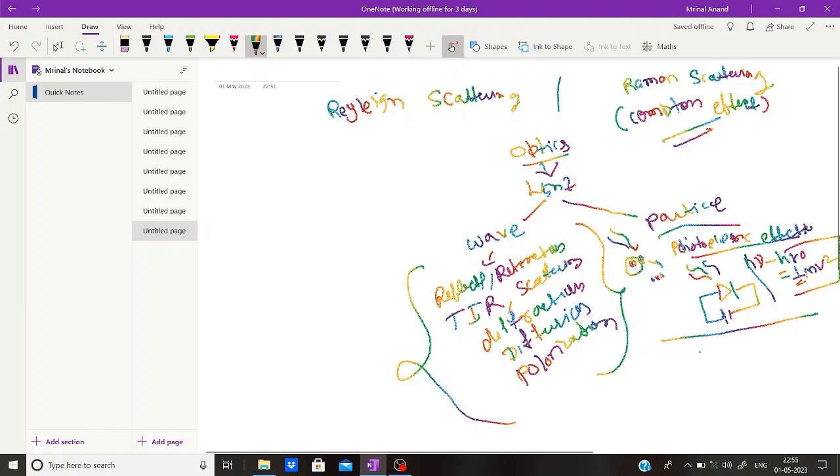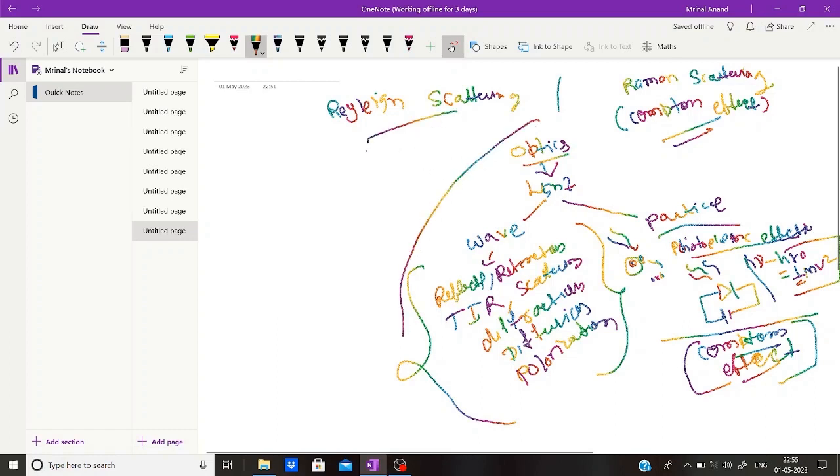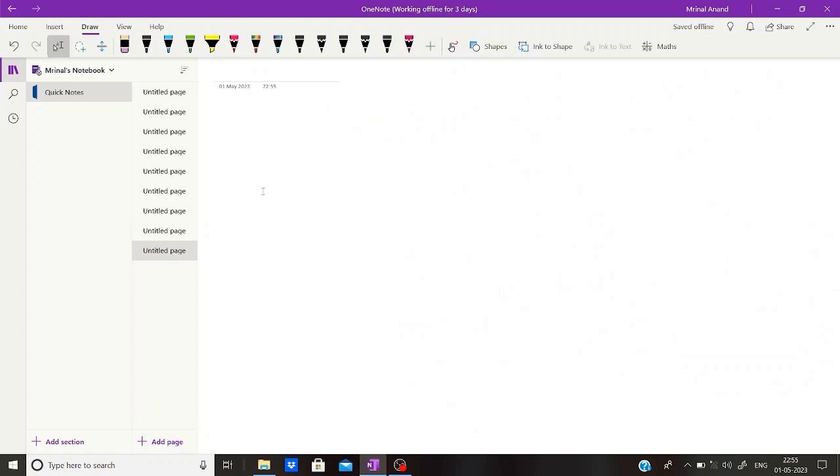So whenever we talk about the photoelectric effect or the quantum effect, these all explain that light has particle characteristics as well. So this is all about optics. Now we are going to understand Rayleigh scattering.